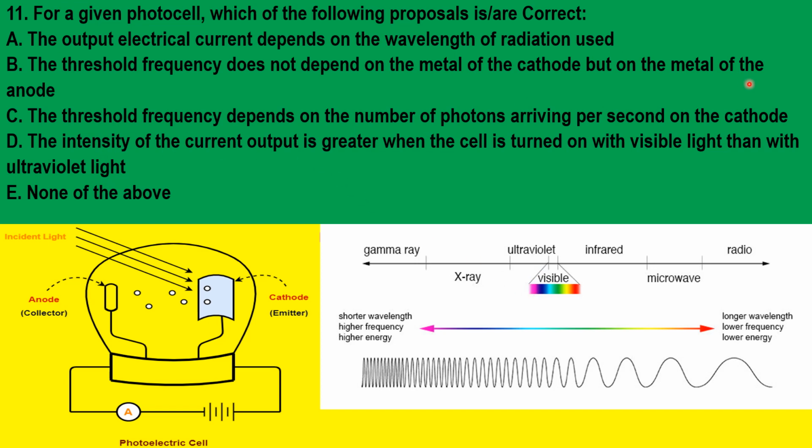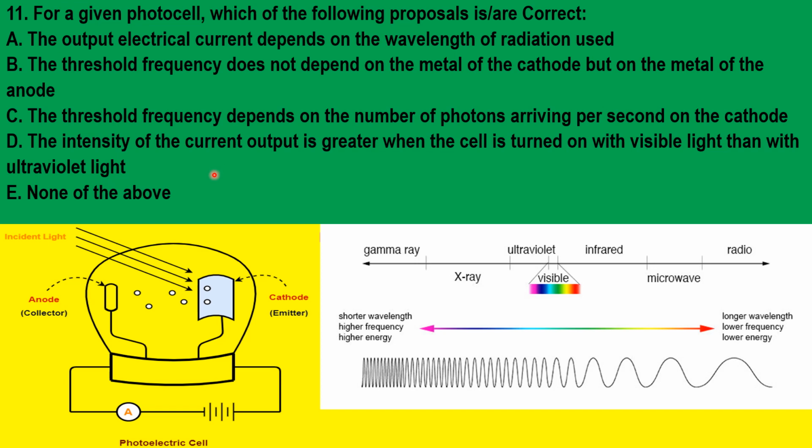Because what really changes when you change these things is the energy of the photoelectrons, right? If you change the radiation from visible light to ultraviolet, then a photon from the ultraviolet region of the electromagnetic spectrum would have more energy because it has a higher frequency. The further you go, the smaller the frequency and the bigger the wavelength, right? So a photon of ultraviolet has a higher frequency and hence a higher energy, and hence the photoelectrons that are ejected would have a higher kinetic energy, and that's all. It has nothing to do with the intensity of the current output.